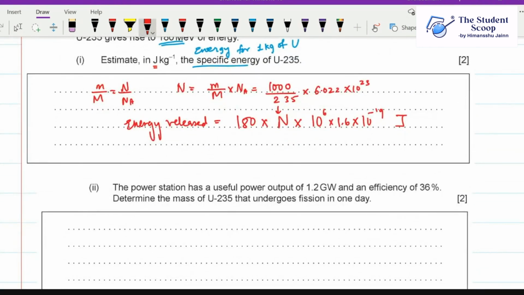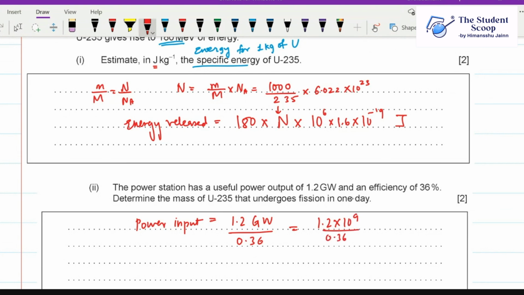Now the question is asking how much mass of uranium-235 is required to undergo fission in 1 day if the efficiency is 36 percent and the power output is 1.2 gigawatts. First we can figure out the power input that is generated from fission of the uranium. That would be 1.2 gigawatts upon 0.36. So that will give me some number. 1 gigawatt is 10 raised to 9 watts, and this is divided by 0.36.